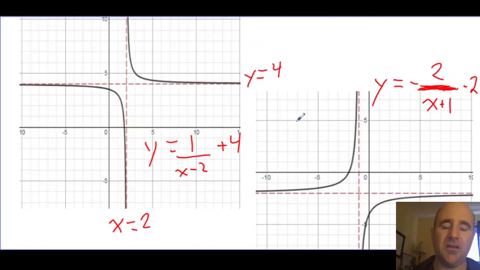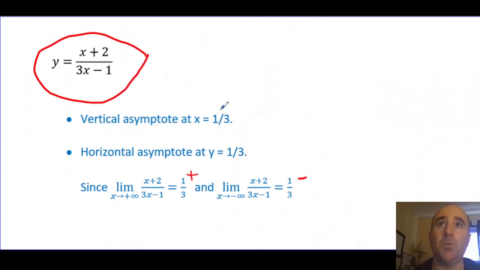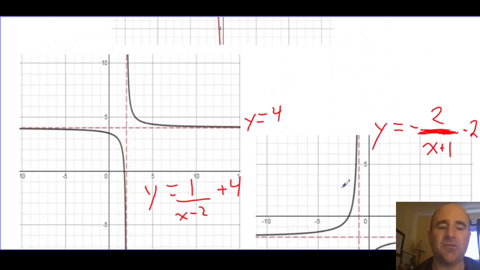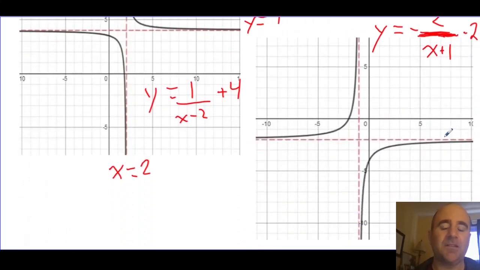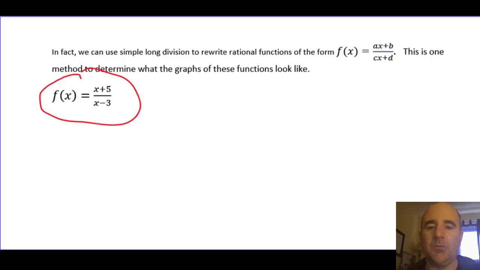Okay, so I bring that up because the graphs that we looked at, like this one right here, tend to have that same shape. And we can take this equation and rewrite it so it looks like these equations right here. Let's look at how we do that now. We're going to take the equation f of x equals ax plus b divided by cx plus d. That's an equation like this one right here. And we're going to rewrite them.